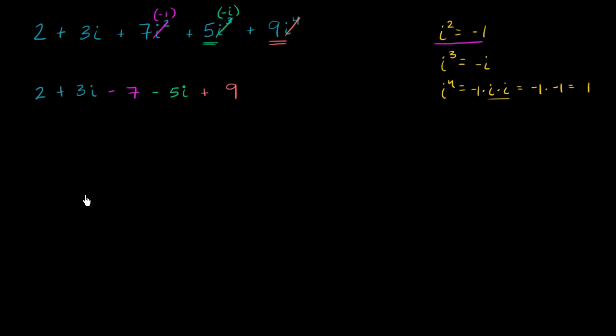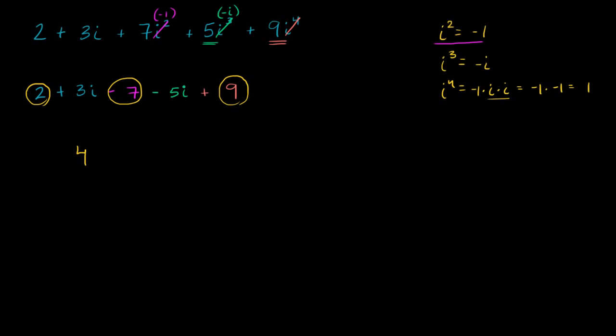So how could we simplify this more? Well, we have several terms that are not imaginary, they are real numbers. For example, 2 is a real number, -7 is a real number, and 9 is a real number. So we could just add those up. 2 plus -7 would be -5. -5 plus 9 would be 4. So the real numbers add up to 4.